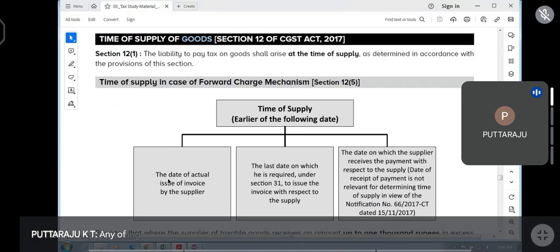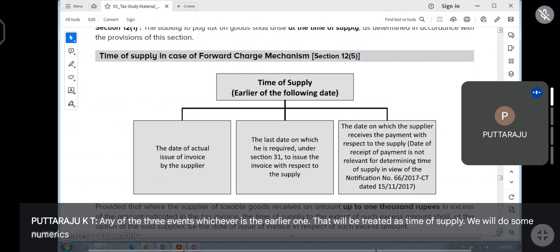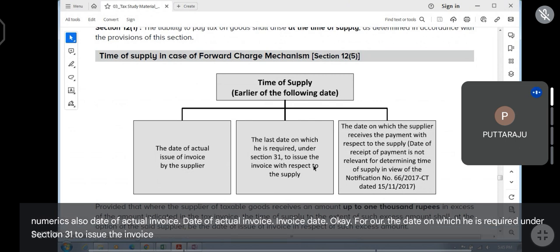Any of these 3 events, whichever is the earlier one, that will be treated as time of supply. We will do some numerics also. Date of actual invoice. Invoice date. Okay. Or the date on which he is required under section 31 to issue the invoice with respect to supply.